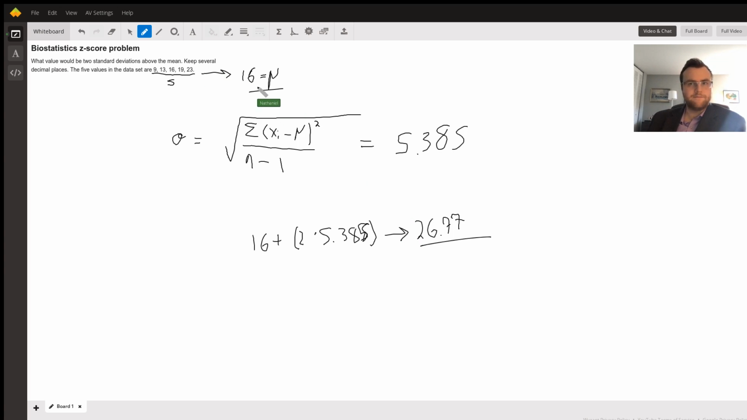So this is the fundamental way of being able to calculate this problem, find the mean, then the standard deviation, and then just count however many above the mean that turns out to be, in this case, 26.77.